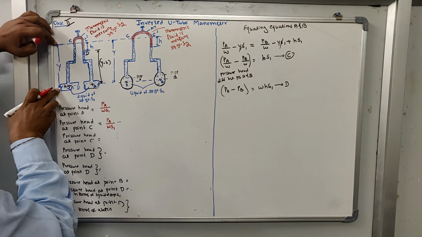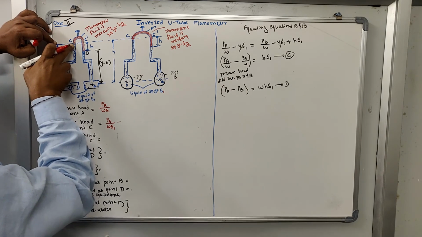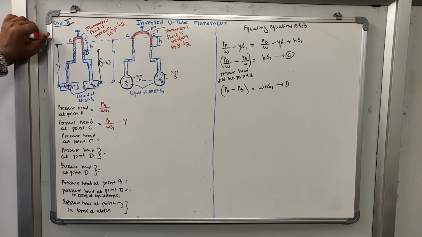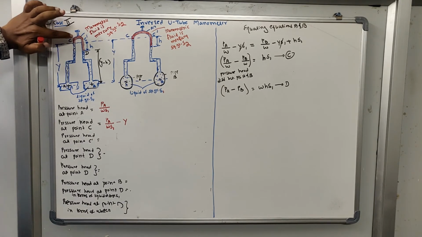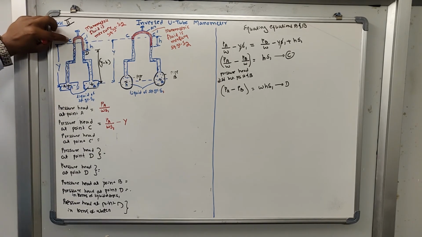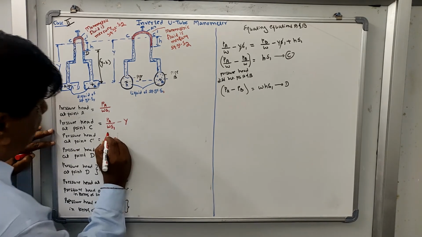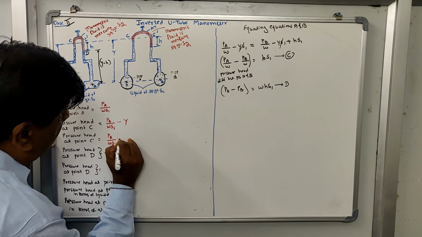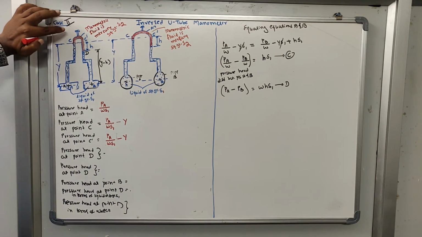This head. But the same fluid is rising in the manometric tube up to point C, so it is minus y. Now C and C dash lie on the same horizontal line, so whatever pressure head you get at point C, you get the same pressure head at point C dash. So the pressure head at point C dash is equal to PA by WS1 minus y.